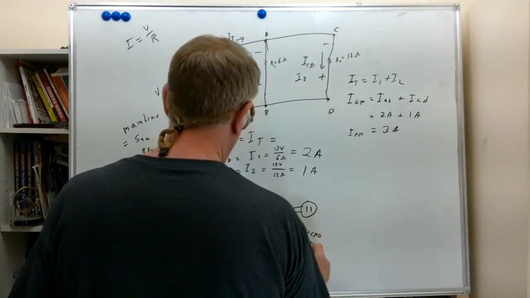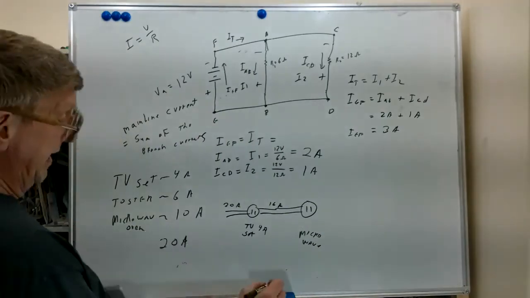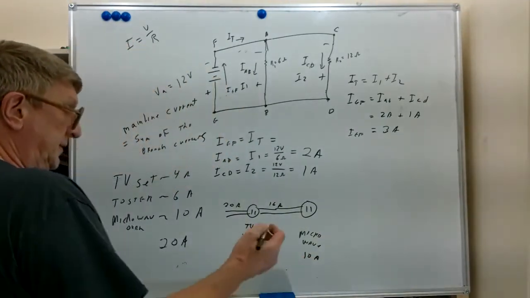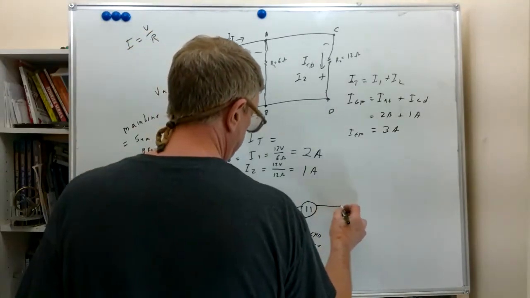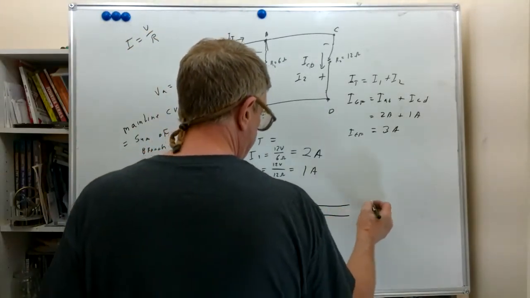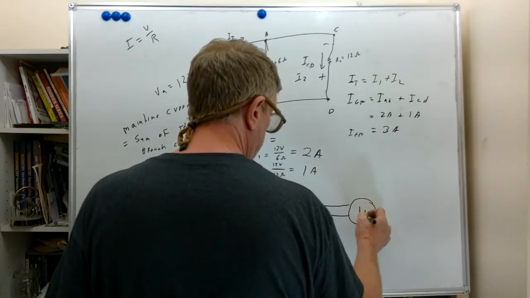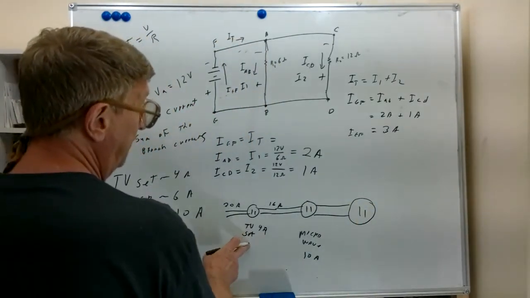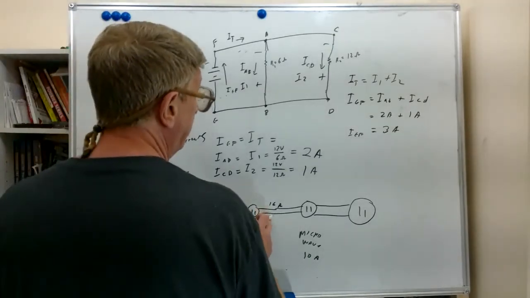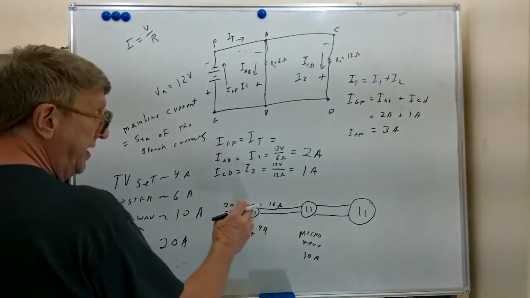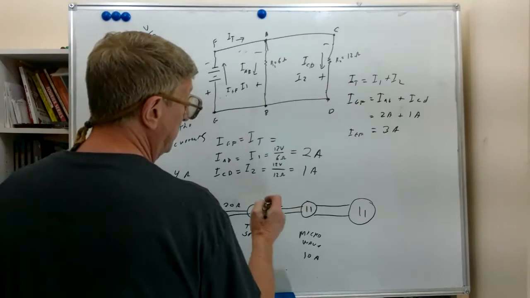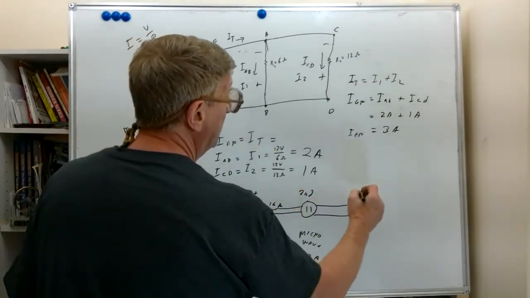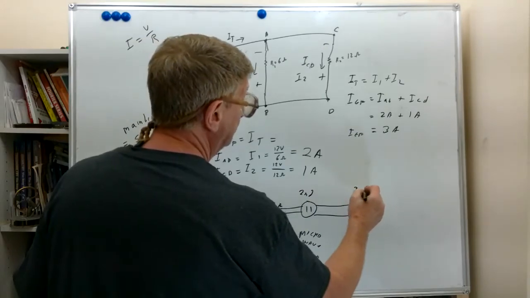And that thing was 10 amps. And then we have one more receptacle. So, okay, we had 20 amps. We took 4 off for the TV set. That left 16 amps in the wire going to the next receptacle. First, second, third receptacle.